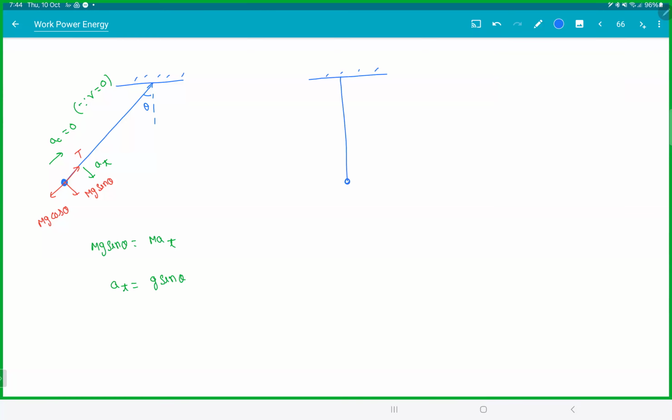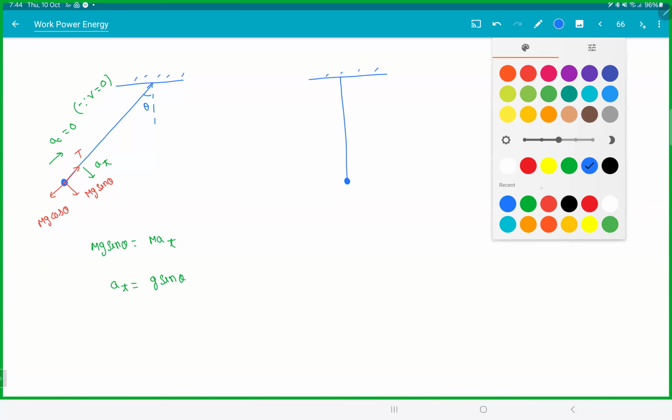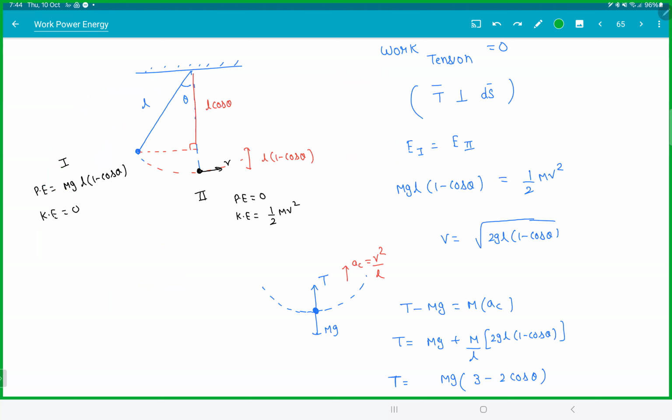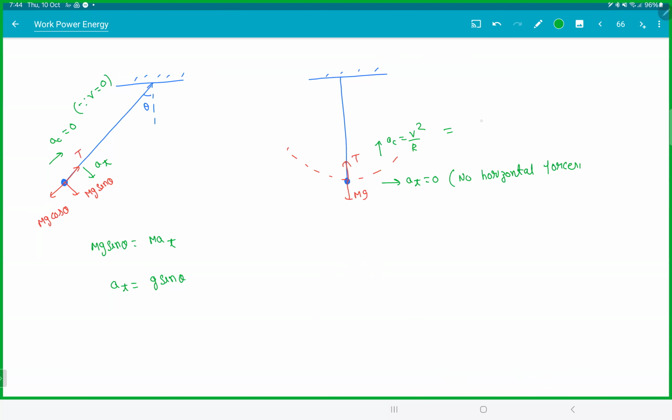The same object, when it comes to the lowest position, has tension and mg, and you're going in a circle, so there is an A centripetal, which is v square by r. A tangential is 0 because there are no horizontal forces. So the moment you release, there's only tangential acceleration. At the lowest position, there is only centripetal acceleration. You are saying these two are equal. And how much is v square? Just now we calculated 2gL(1 minus cos theta).